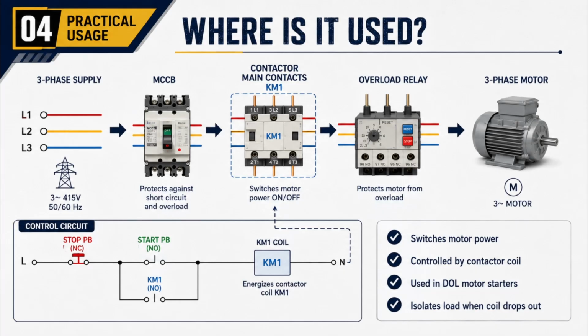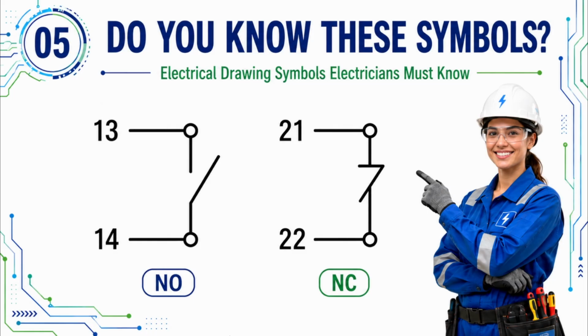Now let's see how they are used. In a DOL motor circuit, the 3-phase supply passes through the breaker, then through the contactor main contacts, through the overload relay, and finally to the motor. When KM1 energizes, the main contacts close and supply power to the motor. When the coil drops out, the contacts open and disconnect the motor from the supply. Here is symbol number 5.